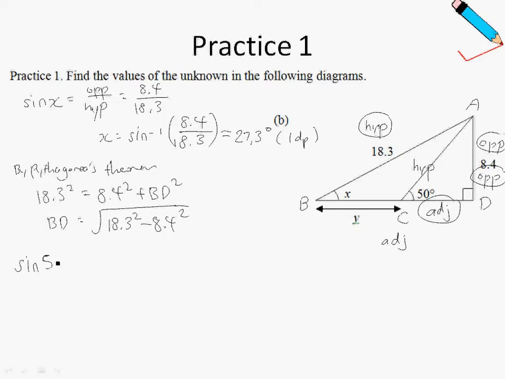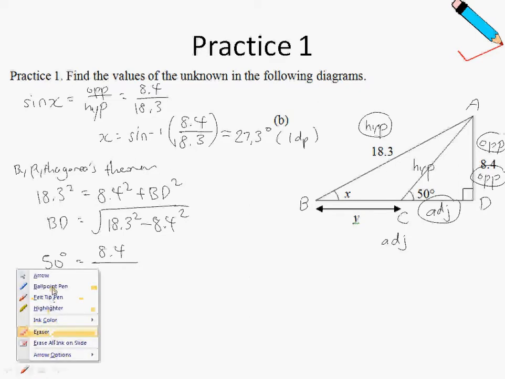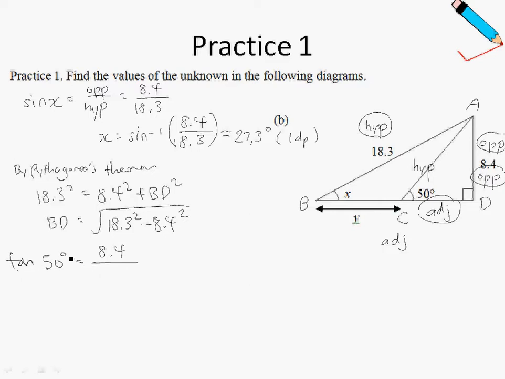So the sine of 50 degrees is equal to opposite, which is 8.4 over... we should be using the tangent function. Let me just correct myself. Should be using the tangent function. So tangent 50 degrees is equal to opposite over adjacent, so over CD.